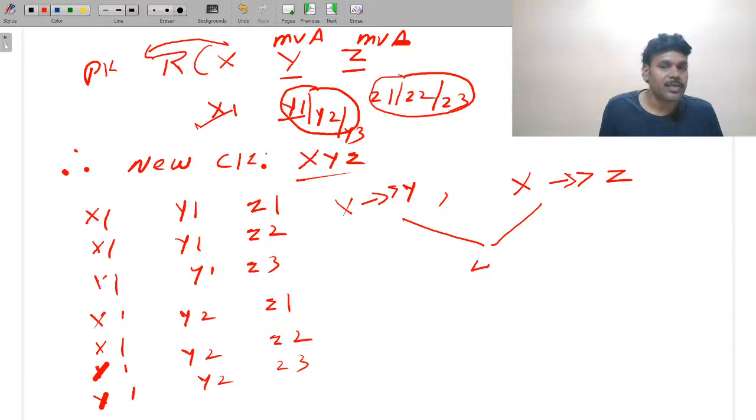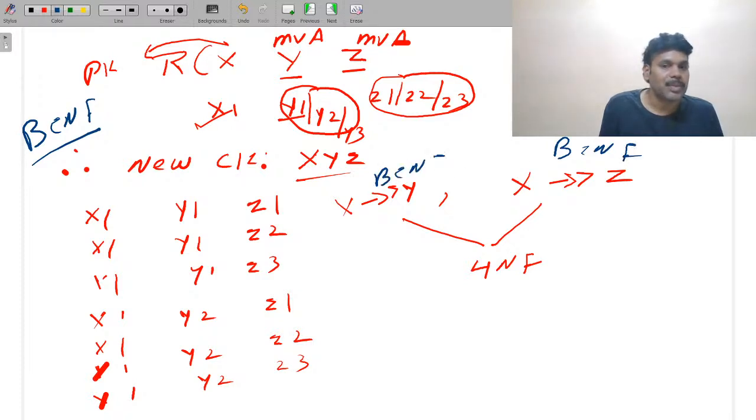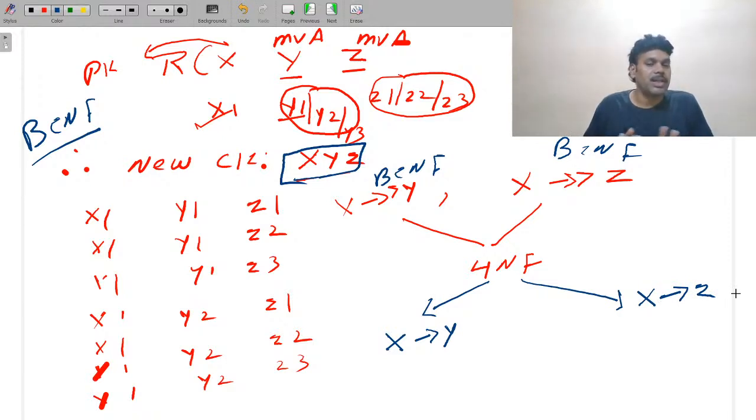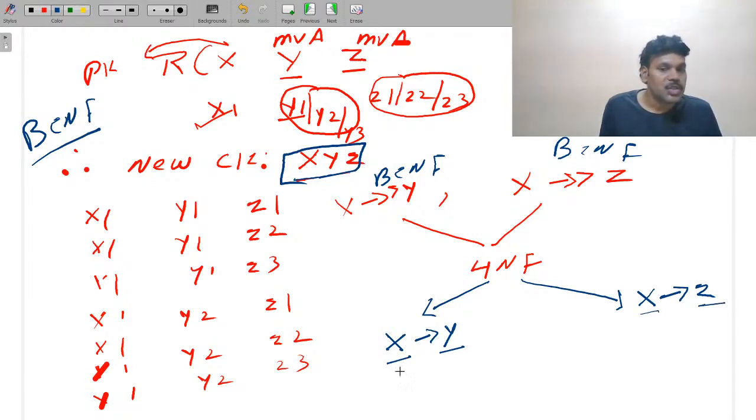Now we are converting into 4NF. This is acceptable in BCNF, but in fourth normal form it is not acceptable. So how does it convert? Simply X implies Y and simply X implies Z. I am splitting multi-values into separate tables. One multi-value with its primary key. One multi-value with its primary key. So what are your tuples?